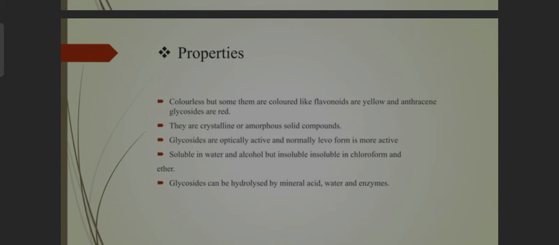Properties: they are colorless, but some are colored, like flavonoids are yellow and anthraquinone glycosides are red. They are crystalline or amorphous solid compounds. Glycosides are optically active and normally the levo form is more active. They are soluble in water and alcohol but insoluble in chloroform and ether. Glycosides can be hydrolyzed by mineral acid, water, and enzymes.